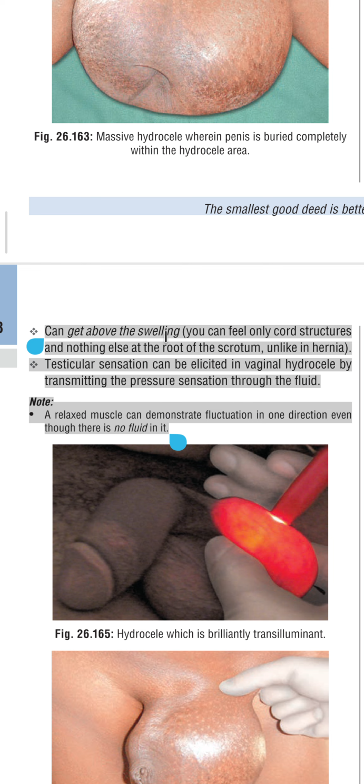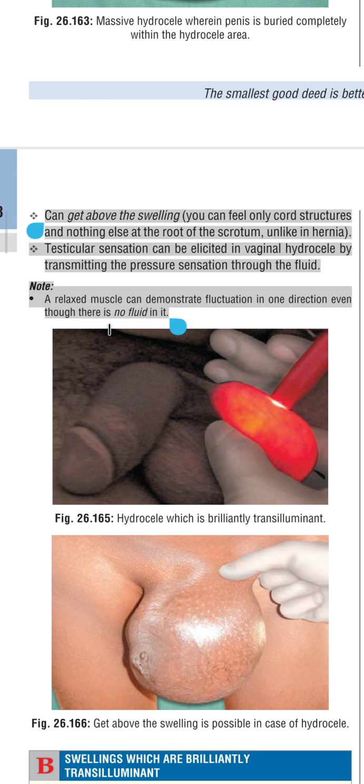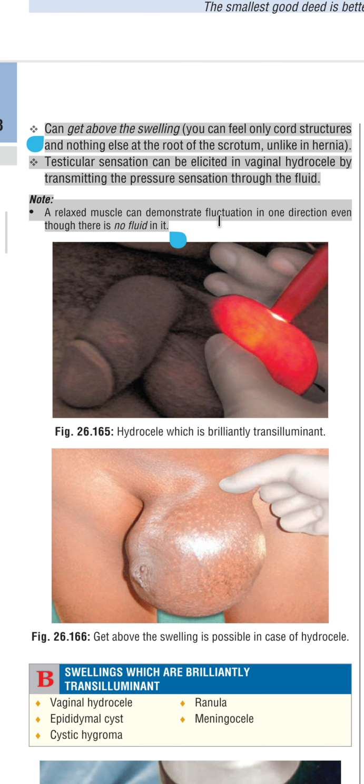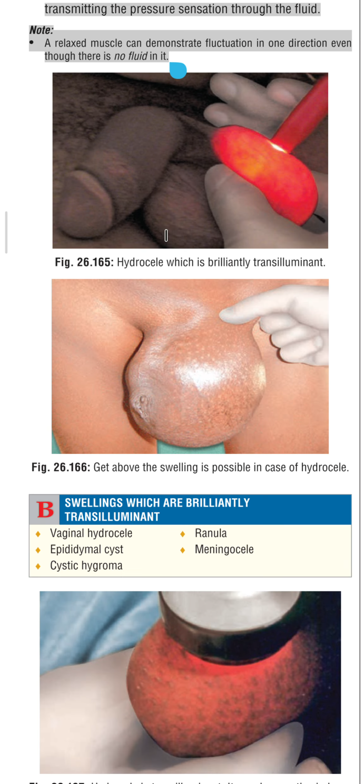Can get above the swelling. You can feel only cord structures and nothing else at the root of the scrotum, unlike in hernia. Testicular sensation can be elicited in vaginal hydrocele by transmitting the pressure sensation through the fluid. Note: a relaxed muscle can demonstrate fluctuation in one direction even though there is no fluid in it.